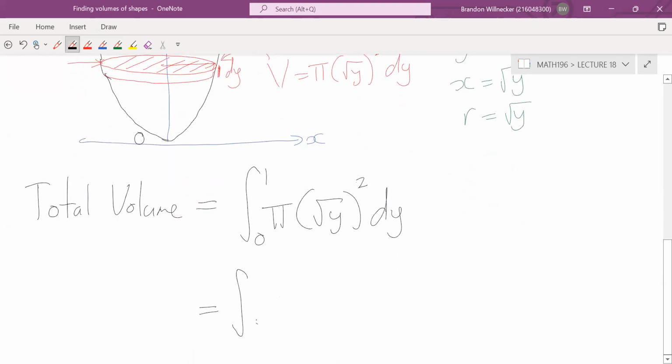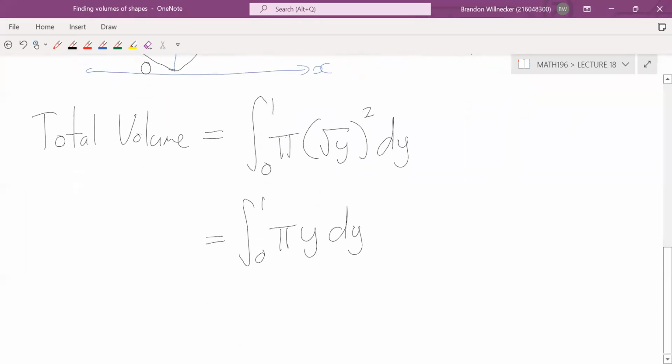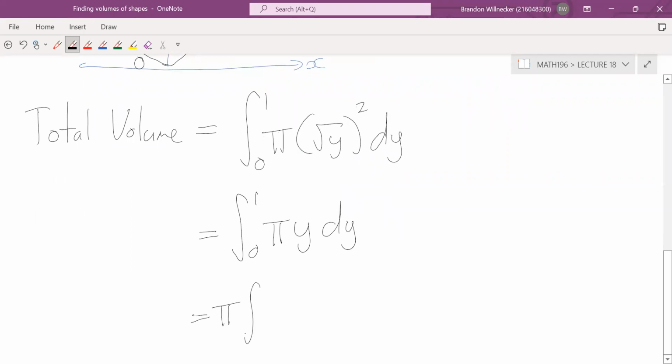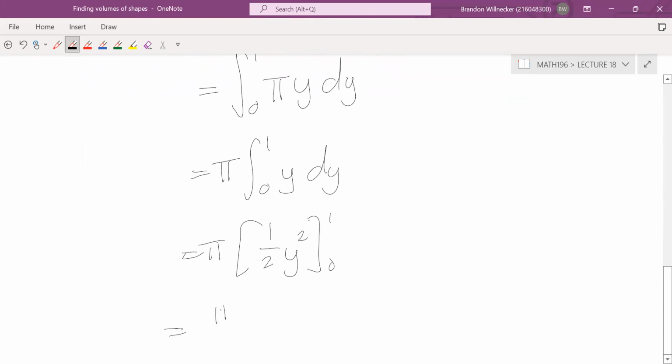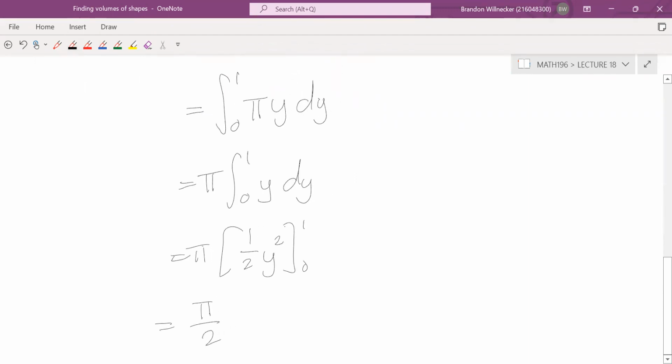So this is going to be the integral from 0 to 1, pi y dy. So that will be pi, the integral from 0 to 1, y dy. Okay, that's super easy to do. That's going to be 1/2 y squared from 0 to 1. That's going to be pi over 2. And since we're working with a volume, you can write units cubed if you want to, but I'm not too worried about that. I'm more worried about the number that you get.